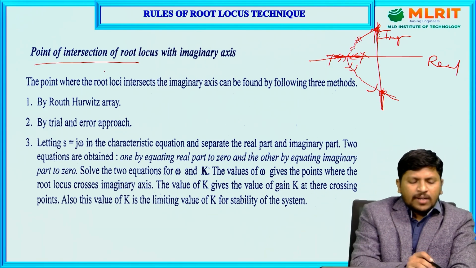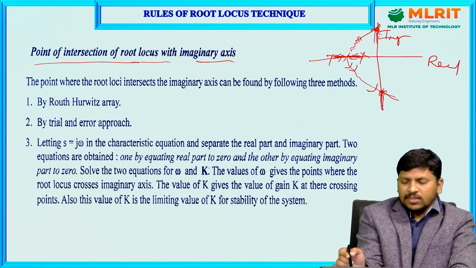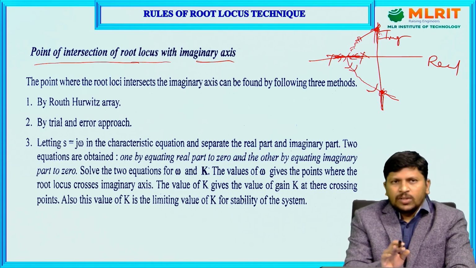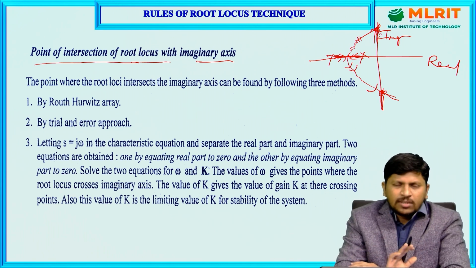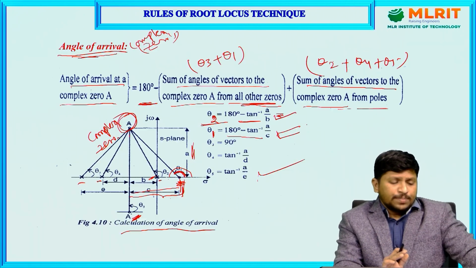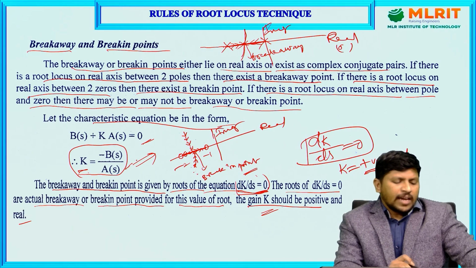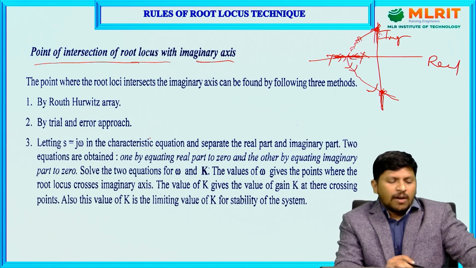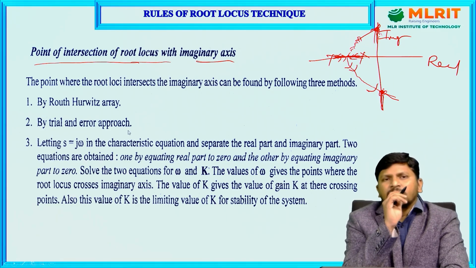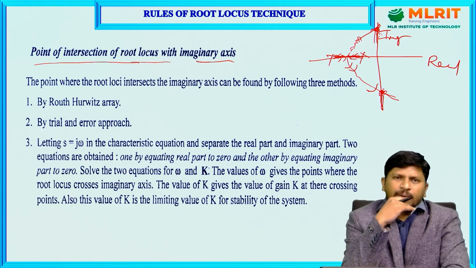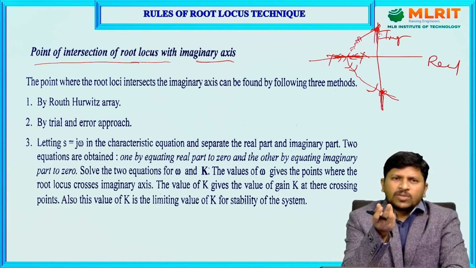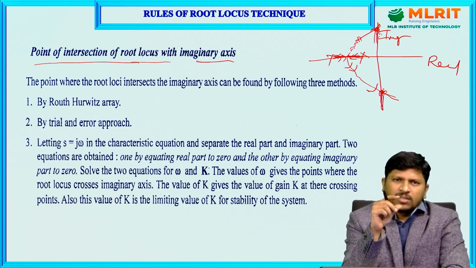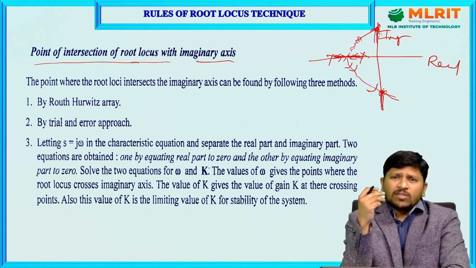So find the intersection of the root locus with the imaginary axis. For that we consider the characteristic equation, same as for the breakaway and break-in points. After that, arrange the Routh array matrix. Or otherwise, there is one more method: substitute s equals j omega in the characteristic equation and solve it, and you will get some K values.